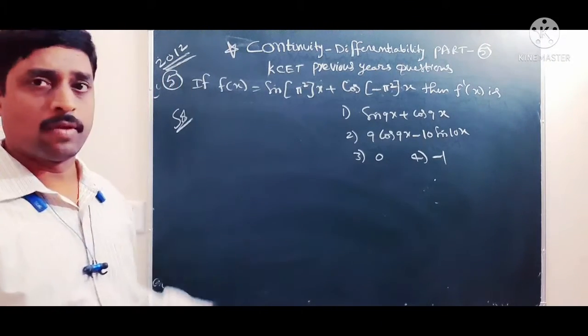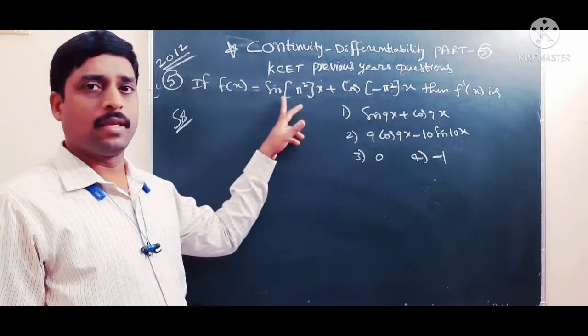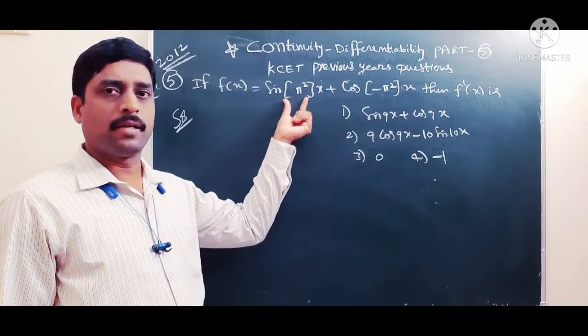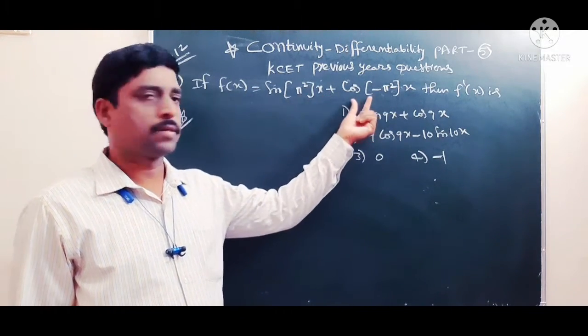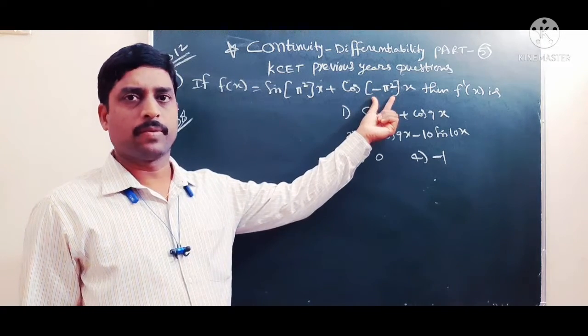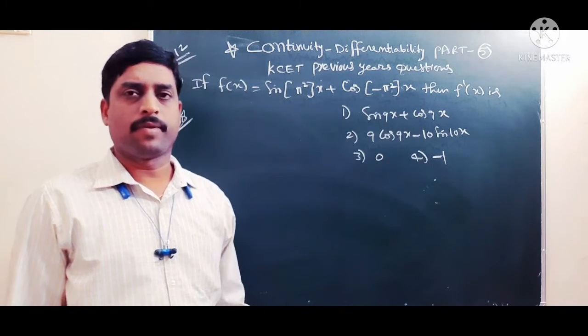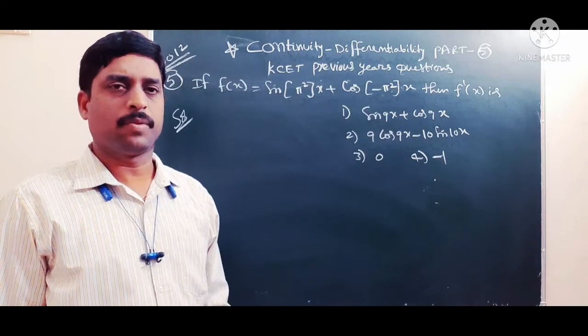This is a 2012 question. f of x is equal to sine of the integral part of pi square x plus cos of the integral part of minus pi square x. Then we have to find f dash x. How can we solve this problem?